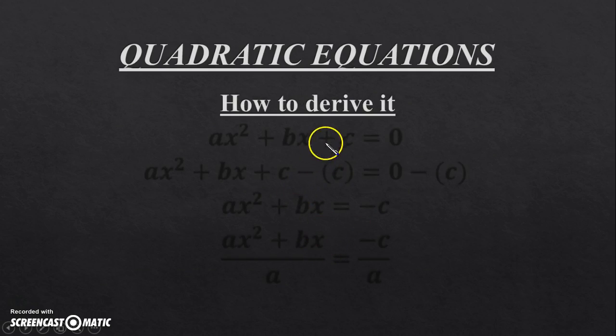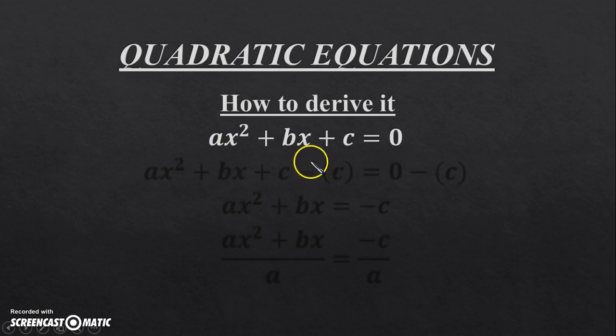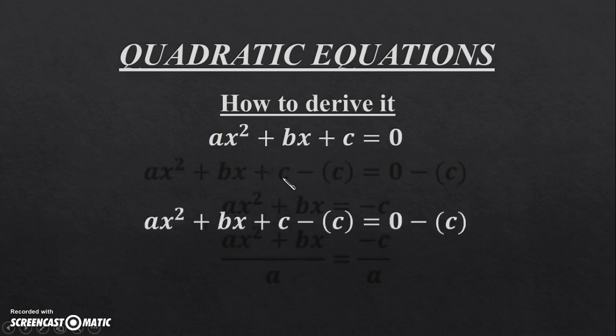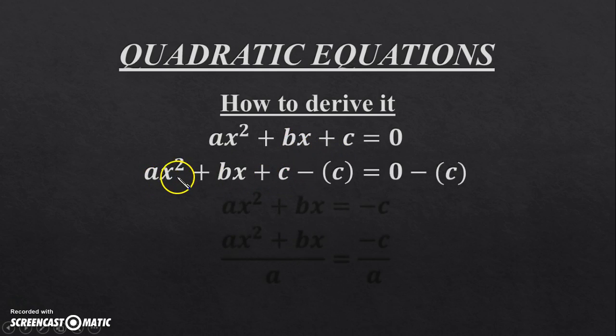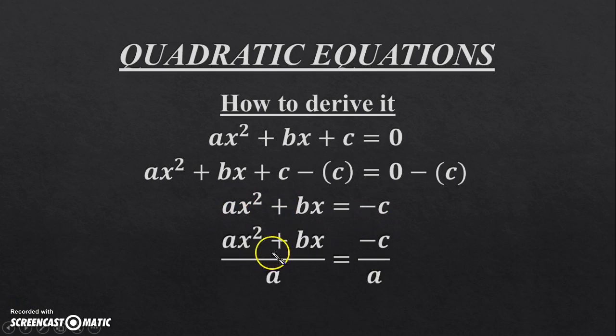Now, how to derive it. We start out with the general equation, ax squared plus bx plus c minus c equals 0 minus c as the next step. The reason being we want to get rid of that c. So we get ax squared plus bx equals negative c. Now we want to get rid of the a over here, so we're going to divide both sides by a, and this is what it's going to look like.